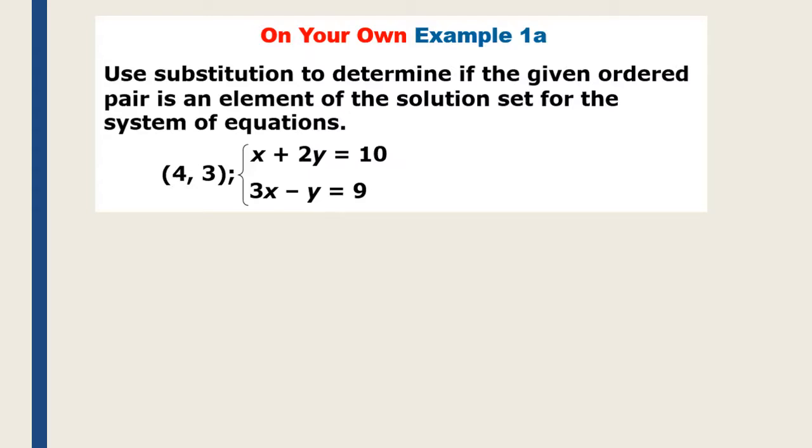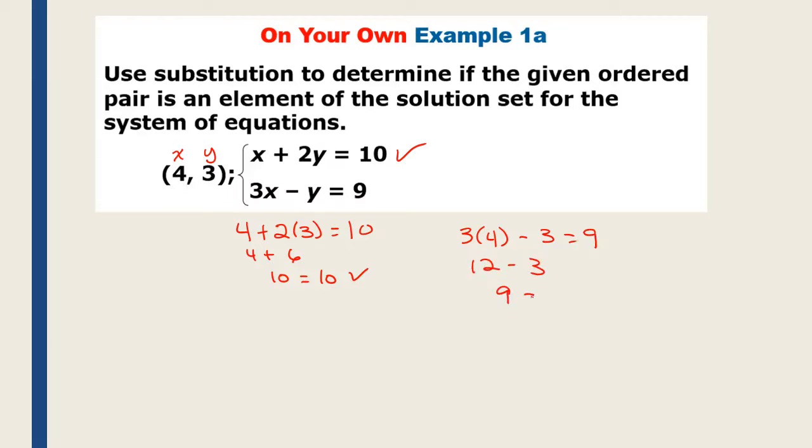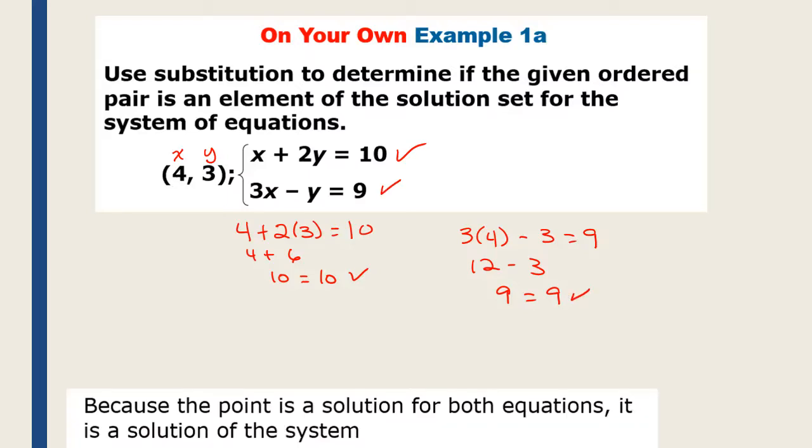Okay, this is an easy one to do, so we're just going to substitute in. Remember, this is x and this is y, so we're going to say 4 plus 2 times 3 equals 10. So 4 plus 6 is 10, equals 10, and that is true. So our first equation works out. Let's try the second one. 3 times 4 minus 3 equals 9. So that's 12 minus 3. 12 minus 3 is 9, equals 9. That is also true. So when both of them are true, we can say because the point is a solution for both equations, it is a solution of the system.